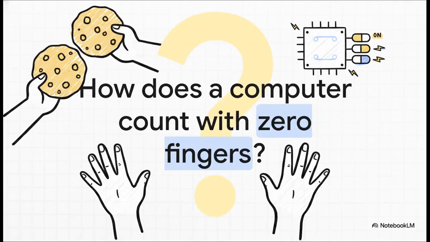Think about how you first learned to count. You probably used your fingers, right? We naturally use a base 10 counting system simply because, well, we have 10 fingers. But what about a computer? It doesn't have hands or fingers. Instead, it only has millions of tiny electrical switches inside its processor. And those switches can only be in one of two states, on or off.